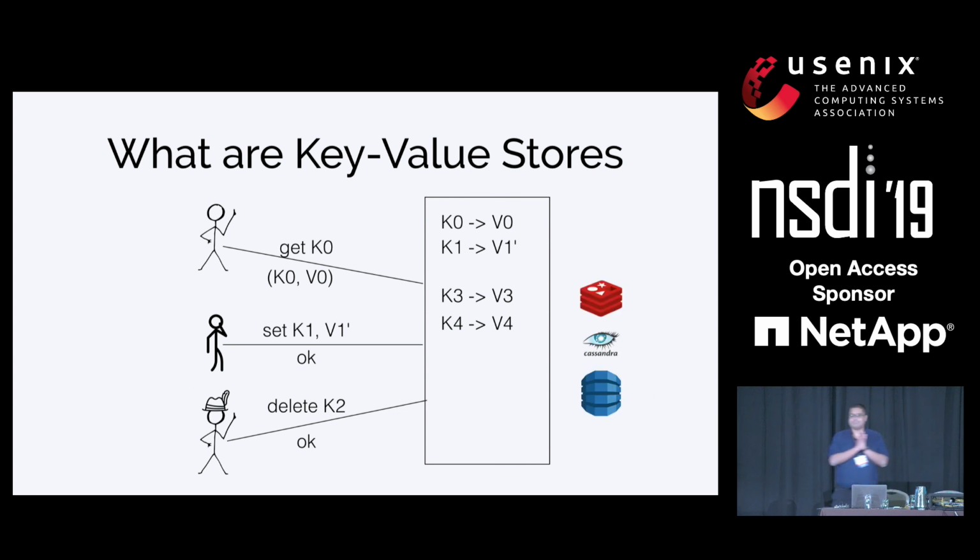Oh, and finally, these key value stores are super popular. These things are used all over the place. You have Amazon giving you Dynamo. You have Cassandra. You have Redis. A lot of these things.